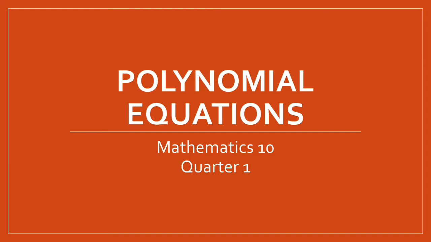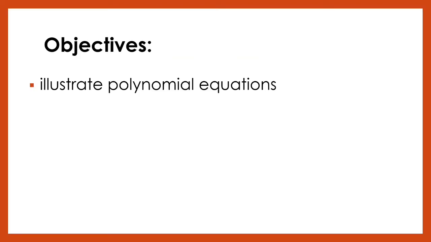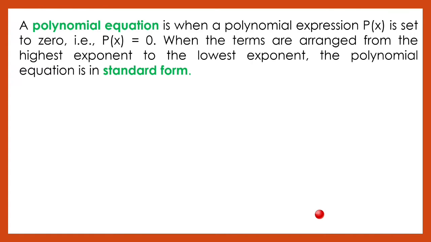In this video, we will learn about polynomial equations. We will illustrate polynomial equations. What is a polynomial equation? A polynomial equation is when a polynomial expression p of x is set to 0. That is, p of x equals 0. When the terms are arranged from the highest exponent to the lowest exponent, the polynomial equation is in standard form.